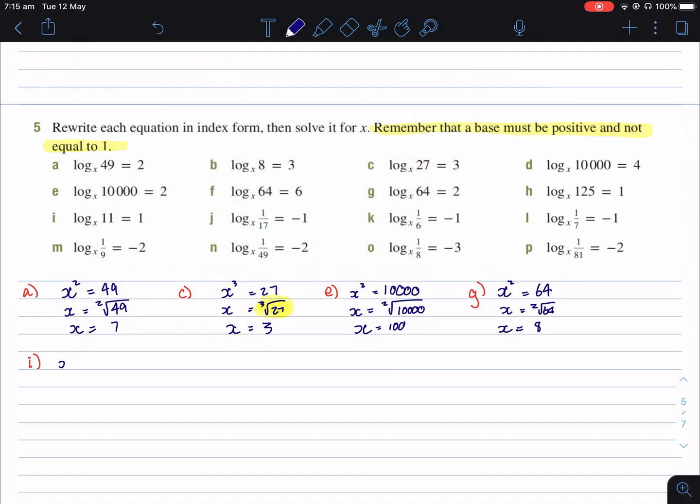Here we've got x to the 1 equals 11. Just don't forget, whatever's here to here equals this. Just a different way of writing it. So x equals the first root of 11. It's 11.